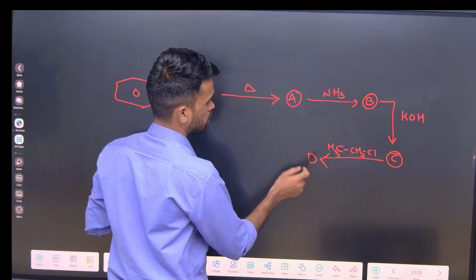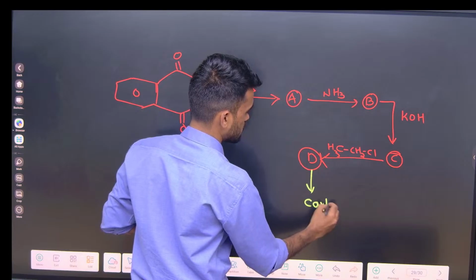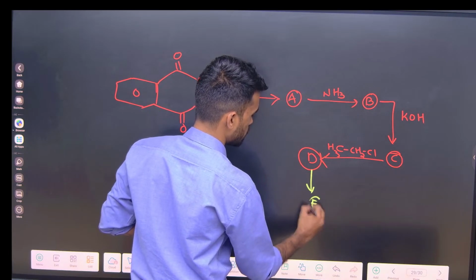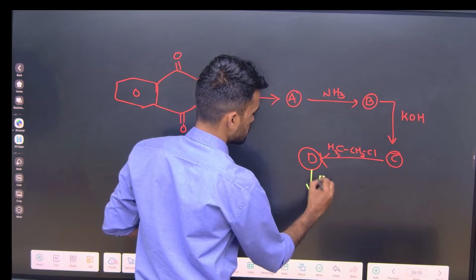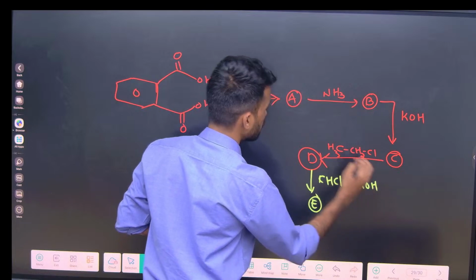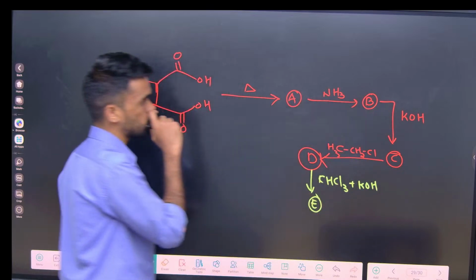Yes. So D. Now they will say D gives you carbylamine test, or they will say E is formed when it is treated with CHCl3, chloroform and KOH. Okay. Now what are the products here from A to E? What are the products formed here?